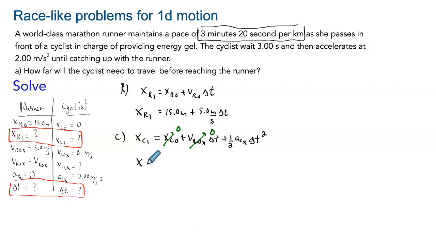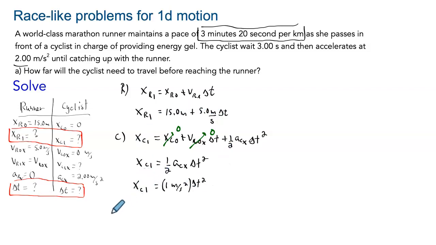We'll just have that the final position of the cyclist is equal to 1/2 times the acceleration of the cyclist times delta t squared. And the acceleration of the cyclist we know is 2 meters per second squared. So this means that in this equation we'll have 1 meter per second squared, just taking the 2 and dividing it by 2. And then we have delta t squared. So that's our second equation.